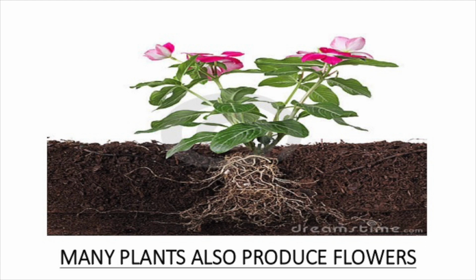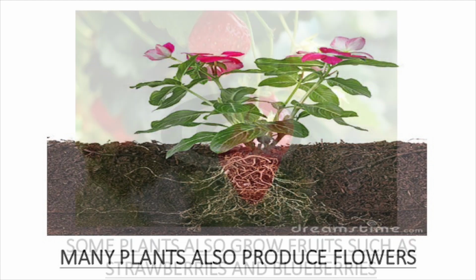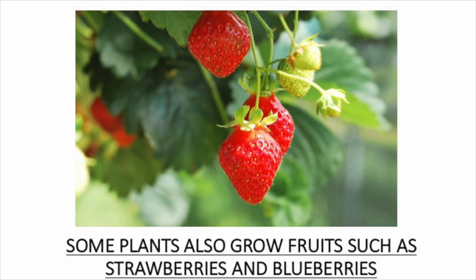And many plants also produce flowers. Produce flowers, yes. You can see all the pretty colours on the top of this plant. This is a plant that produces flowers because you can tell by the pretty colours. A plant that doesn't produce flowers will just be green or brown. Some plants also grow fruits, such as strawberries and blueberries. Now, what fruits can you see here? Strawberries. And you can see they're growing off the plant.